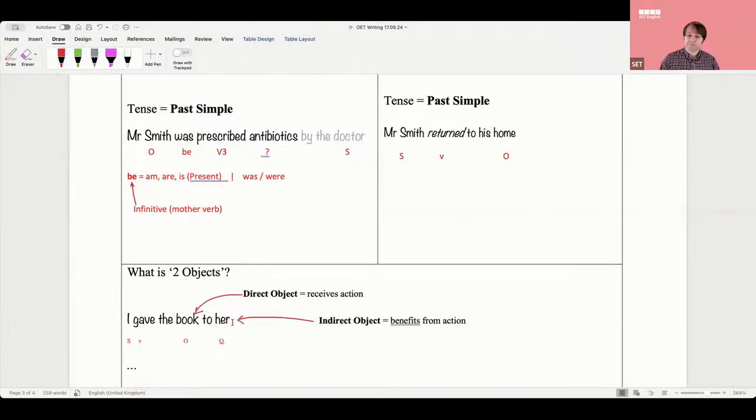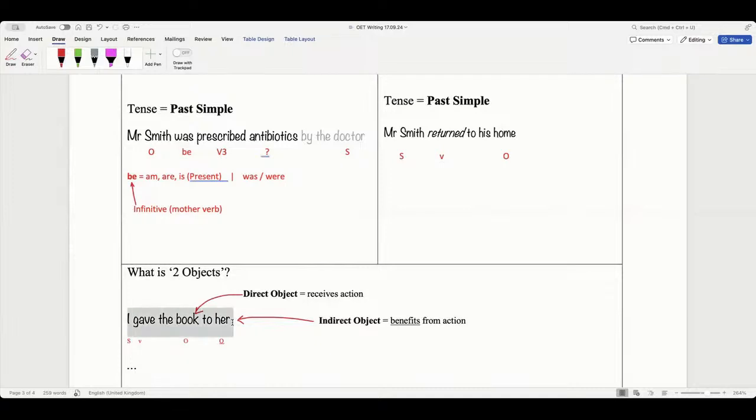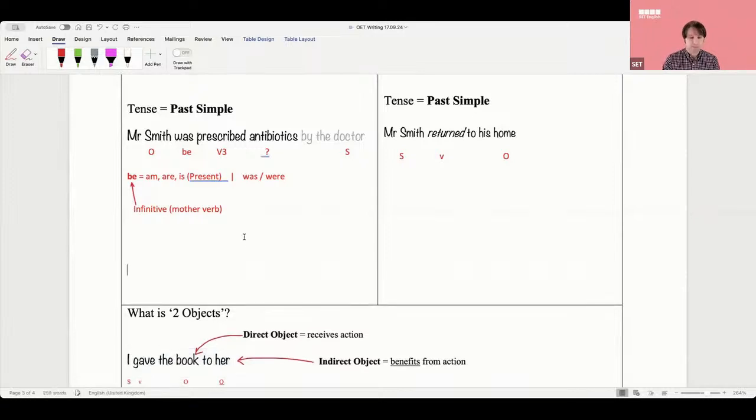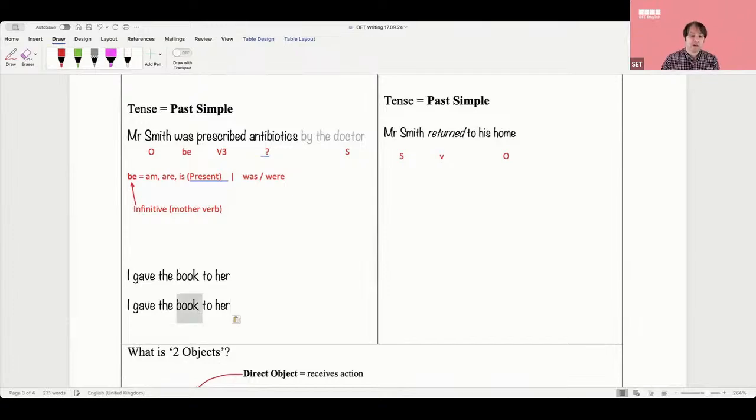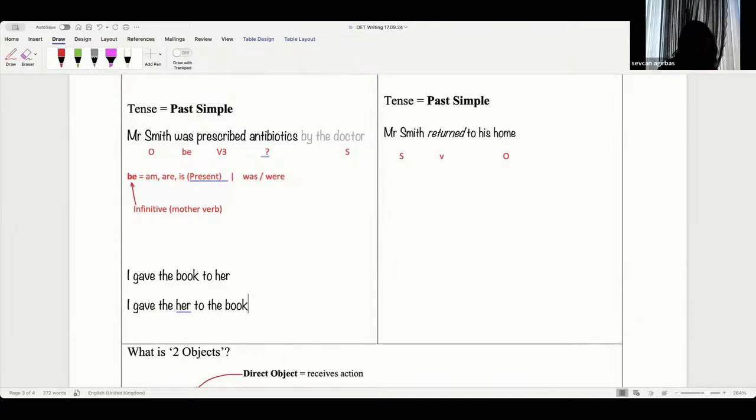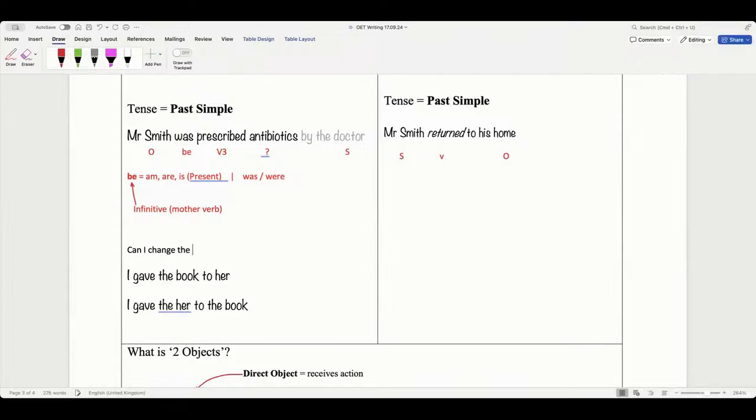Is that clear? Can I show you something then? Look at this. What happens if I change them round? Can I say, I gave her to the book? Does that make sense? No. I gave the... no. Can I change them round? What do you think, guys? Can I change the direct and indirect object? Is it possible in English?